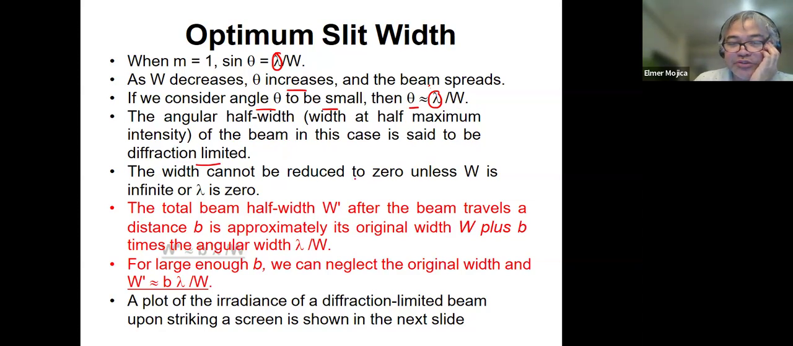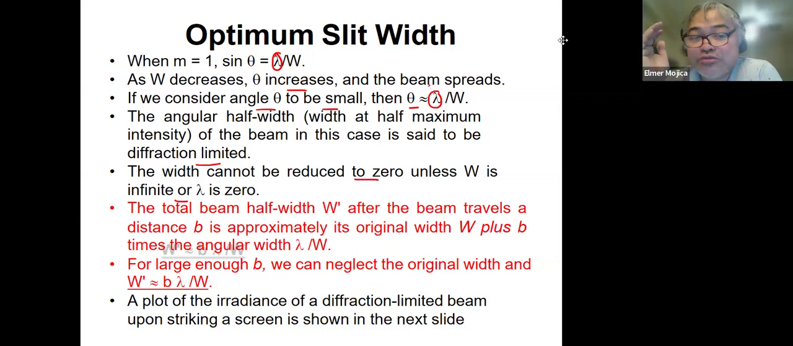So the width cannot be reduced to zero unless W is infinite or the wavelength is zero. You usually do this when you try to determine at what wavelength you can get the maximum reading.